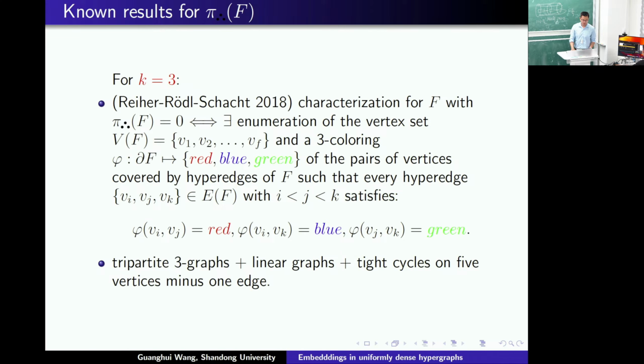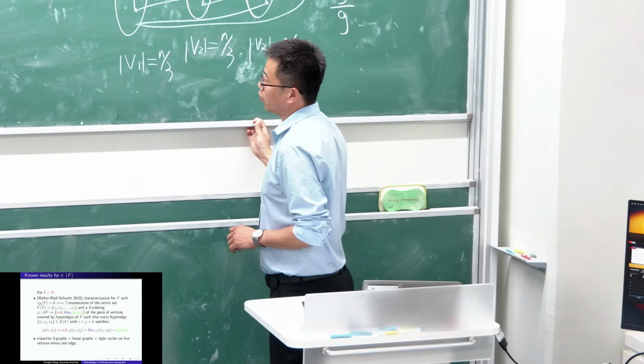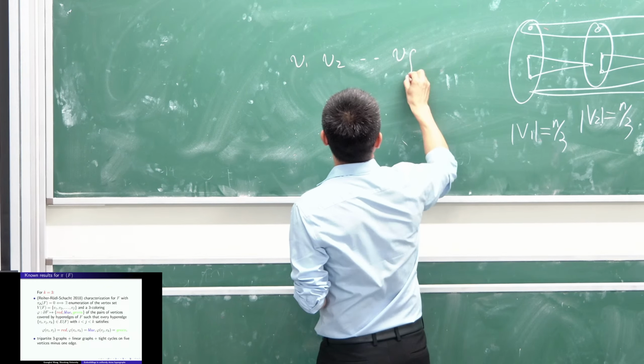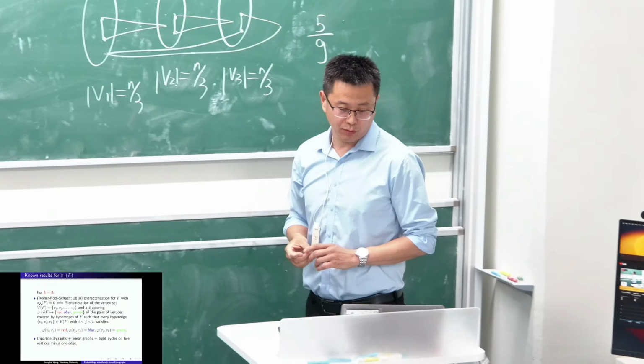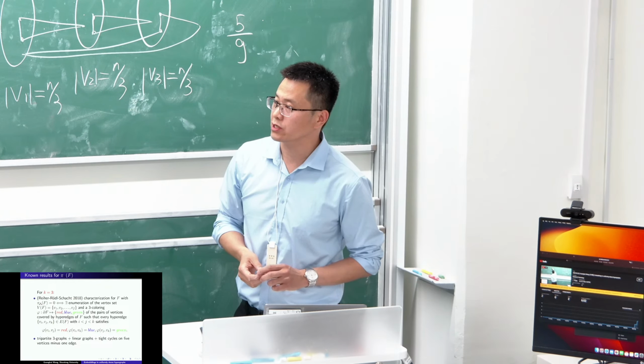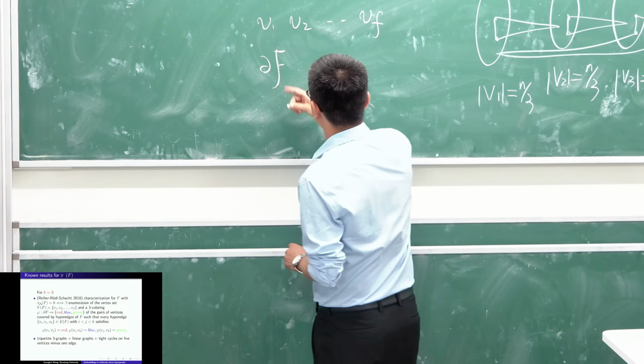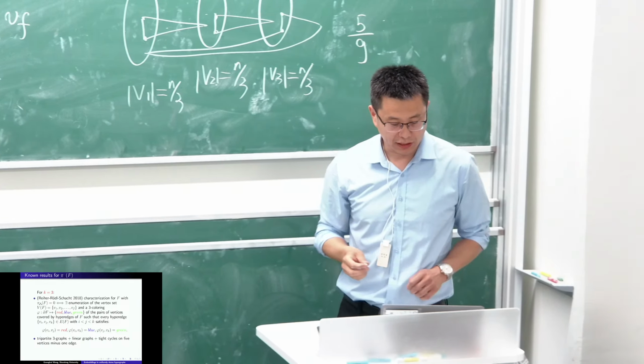In 2018, Reiher, Rödl and Schacht gave a characterization for F with uniform Turan density 0. For a 3-graph F, the uniform Turan density of F is 0 if and only if we can give an order of the vertices V1, V2, up to Vf, and give a coloring red, blue, green to the shadow of F, where the shadow is the pairs of vertices covered by an edge.